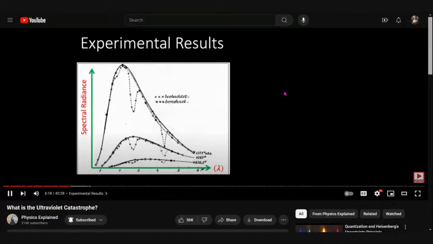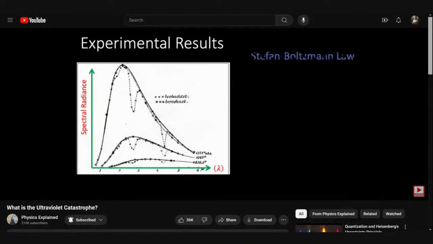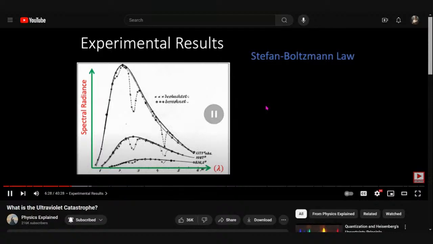Experiments like these revealed patterns in the data. In particular, two striking empirical laws emerged. The first of these was the Stefan-Boltzmann law, which related the intensity of... So Stefan-Boltzmann law is basically this distribution, and this describes, for example, wealth distribution in a free economy.